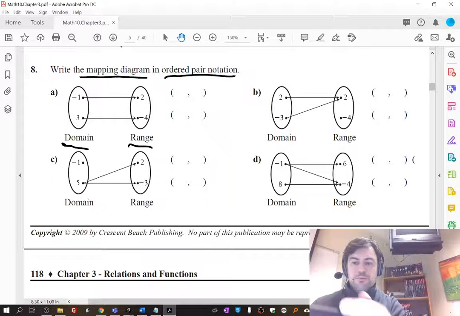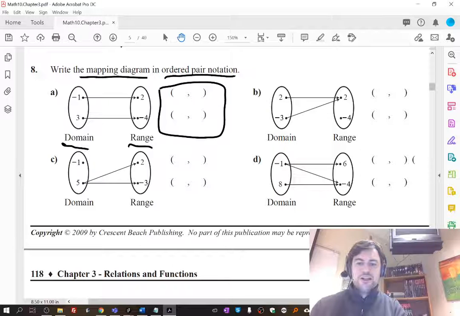For example, they even give you a hint. They say there are two ordered pairs here. An ordered pair is going to come from an arrow, so just look for arrows. I can see, like in question D, for example, there are 3 arrows. It's going to make 3 ordered pairs. So just make an ordered pair for each arrow.